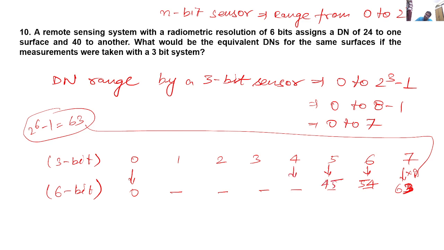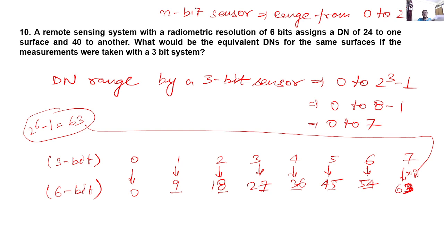4 times 9 is 36. 1 times 9 is 9. 2 times 9 is 18. 3 times 9 is 27. So now you get all the DNs basically, and this question asks you to find out the equivalent DNs in a 3-bit sensor. Okay, so DN equal to 24 and DN equal to 40.